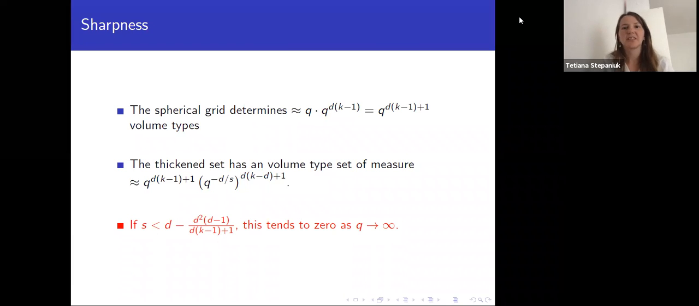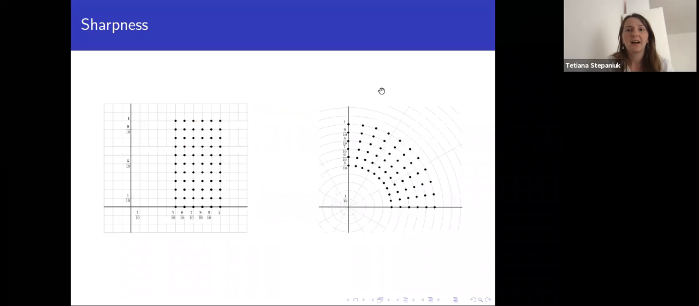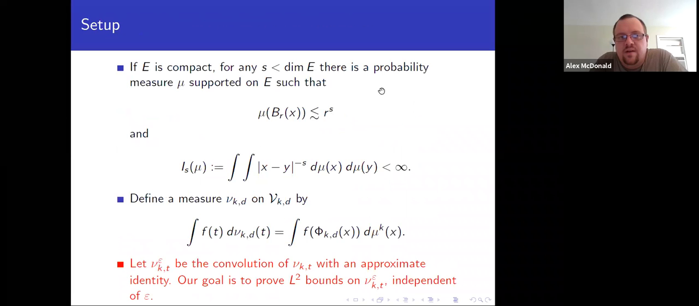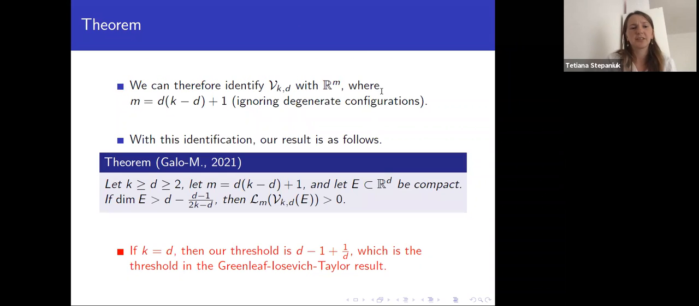Actually, I have a small question. In the theorems, as a condition for the dimension E, like larger than D, is it a necessary condition or a sufficient condition? Yeah, so it's sufficient. I'm not claiming that this is sharp.